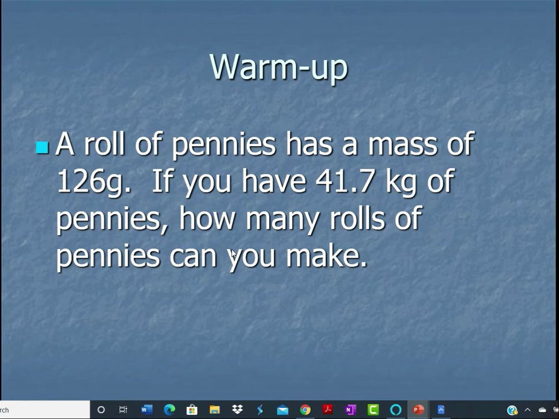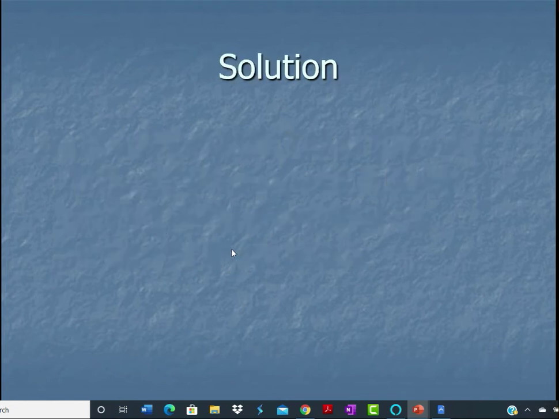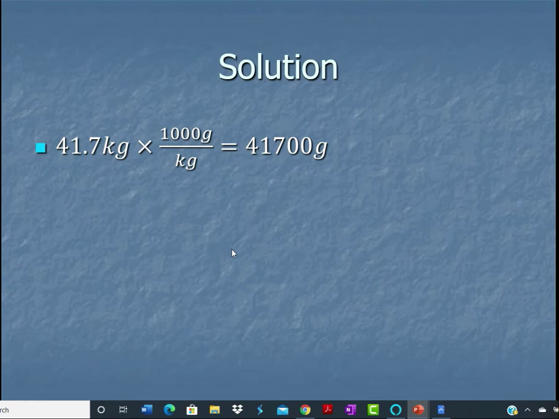So let me show you how I would do this. The first thing I would do is change those kilograms to grams. Why? Because my roll of pennies is measured in grams, so I want to make sure I can compare the two. So if I take 41.7 kilograms, there's 1,000 grams in a kilogram. Do my math, I find that is 41,700 grams of pennies in my pile of pennies.